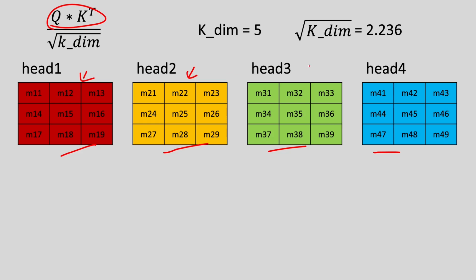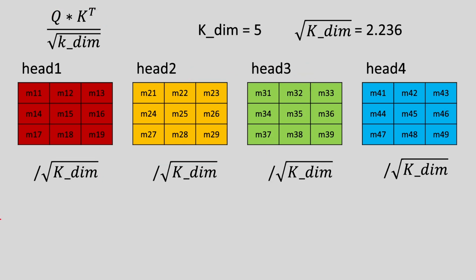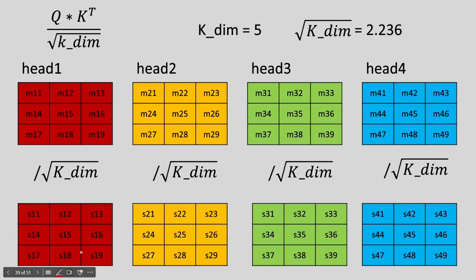Now you divide all of them by the square root of k dim over here. Also divide all of them by the square root of k dim. This is the same value, and what you get is a score. This is not the softmax score because we still have to do that, but I have just represented it as s. The first head is represented by s1, this is s2 because it is the second head, this is the third head, s3, and this is the fourth head, s4.